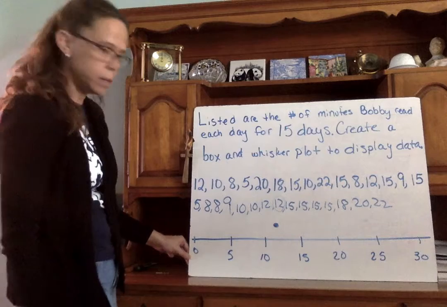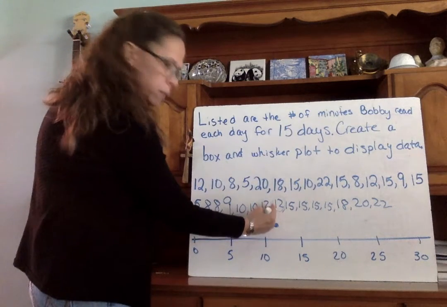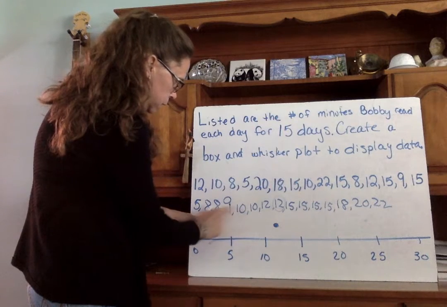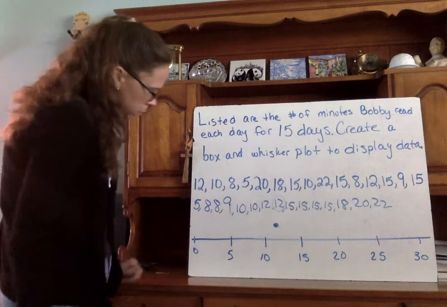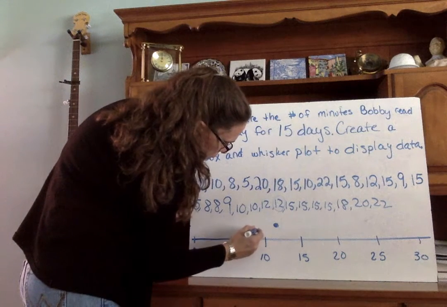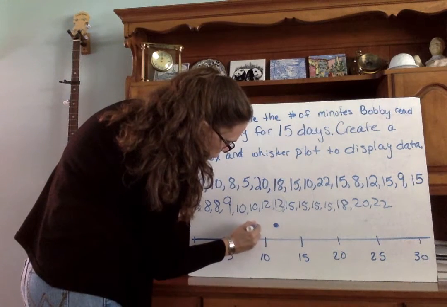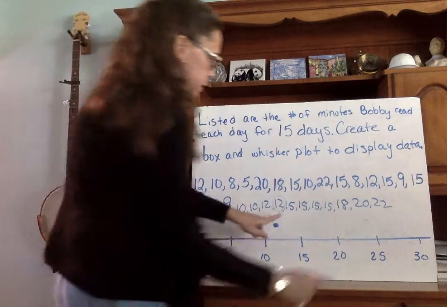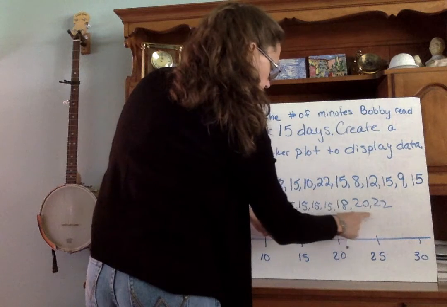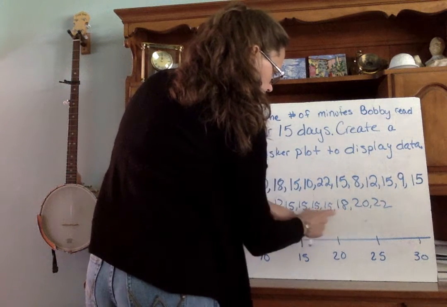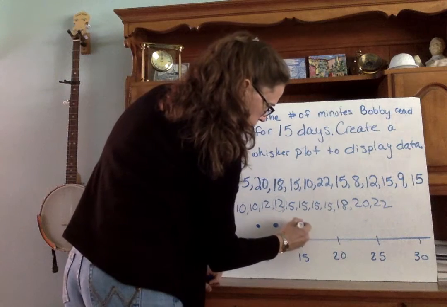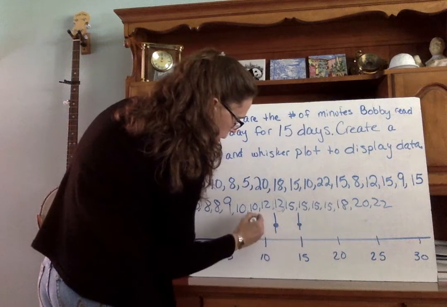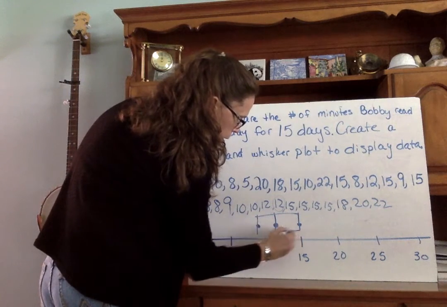Now to find the first quartile, I look at the numbers under the median and I find the middle of those. Biggest and smallest, biggest and smallest, biggest and smallest. 9 is the middle. So 9 is my first quartile. Then third quartile. Let's look at these numbers here. Biggest and smallest, biggest and smallest, biggest and smallest, 15. So I'm going to draw a line through each of these and then make my box.